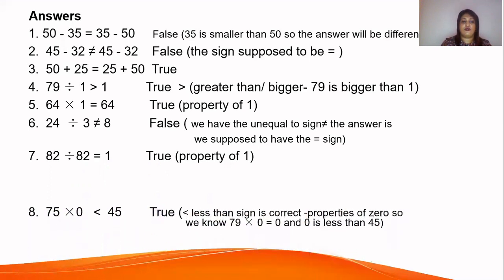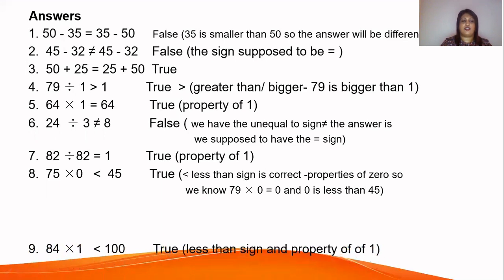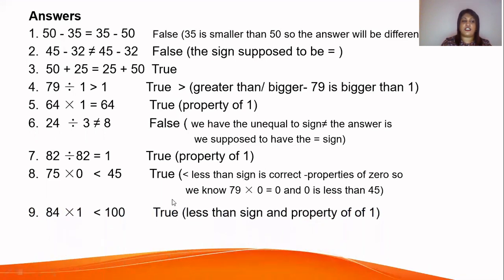75 times 0 is less than 45. What is 75 times 0? We have to establish that first. 75 times 0 is 0. Any number times 0 is 0. That is the property of whole numbers. So 0 is less than 45, which is true. Therefore, we use the less than sign there. So there's the explanation on the right-hand side. Less than sign is correct. Properties of 0. So we know that 79 times 0 is equal to 0. And 0 is less than 45. So it is true. Next one, 84 times 1 is equal to 84 on the left-hand side.